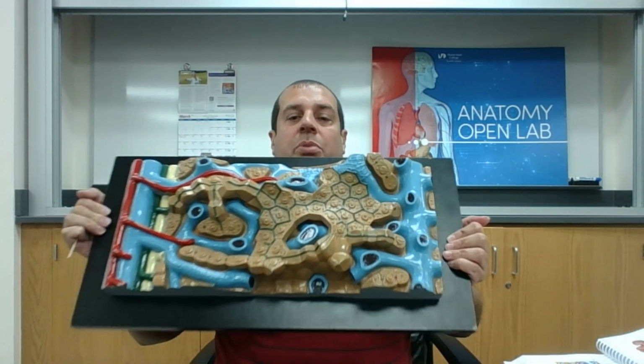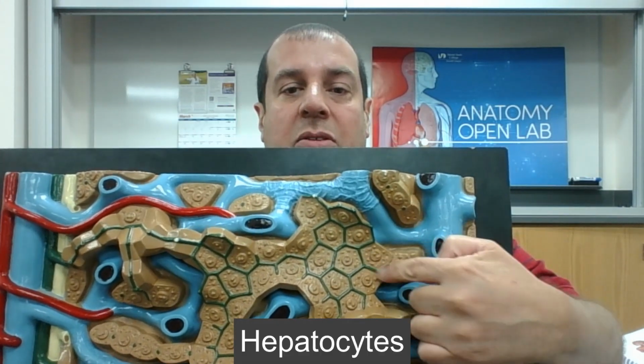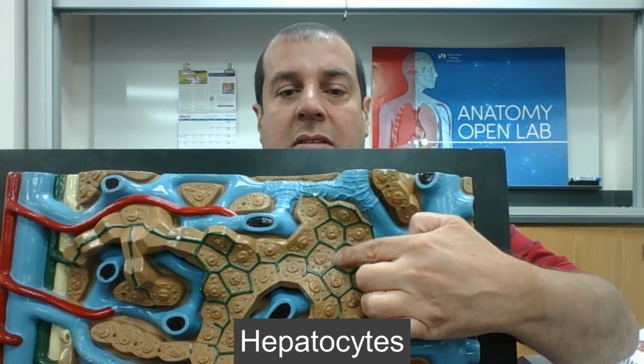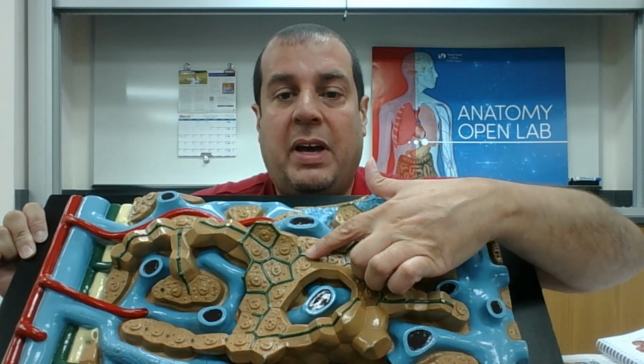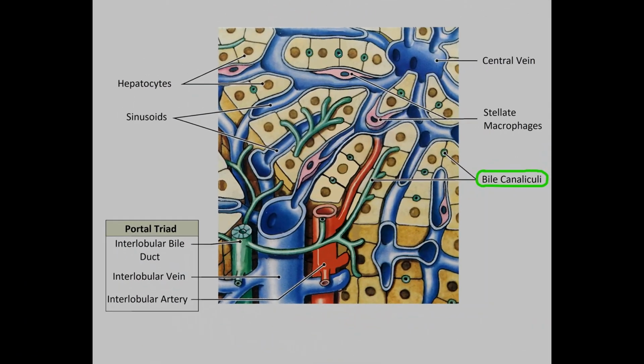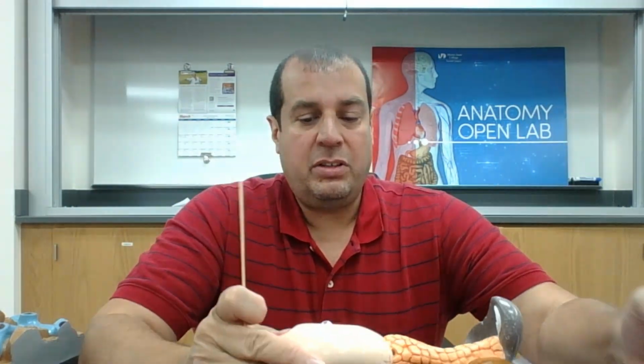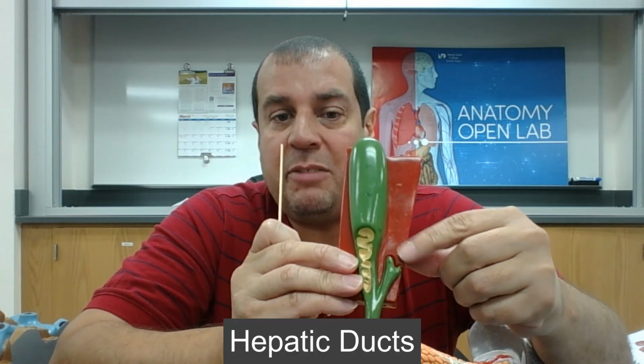Let's look at some other components. These are called hepatocytes, or liver cells. One of the functions they do is to produce bile. The bile has bile salts that break down fat. The bile eventually goes to these little smaller capillaries called bile canaliculi, which take that bile to the interlobular bile duct. The interlobular bile ducts, all 600,000, come together and eventually form the left and right hepatic ducts.